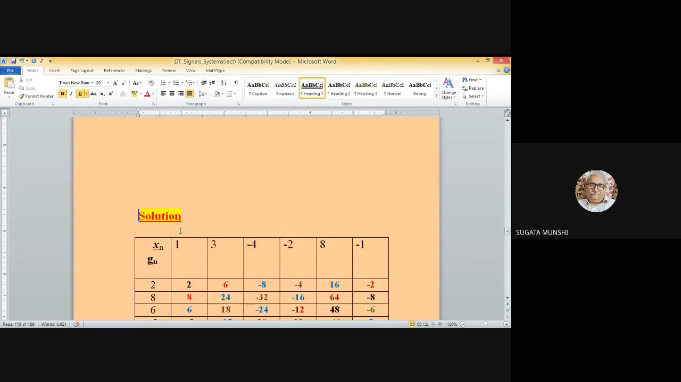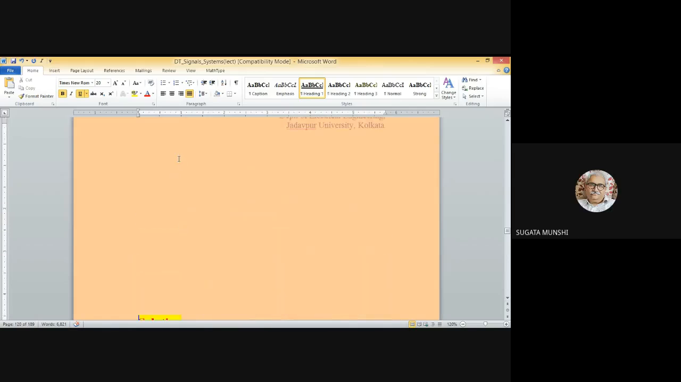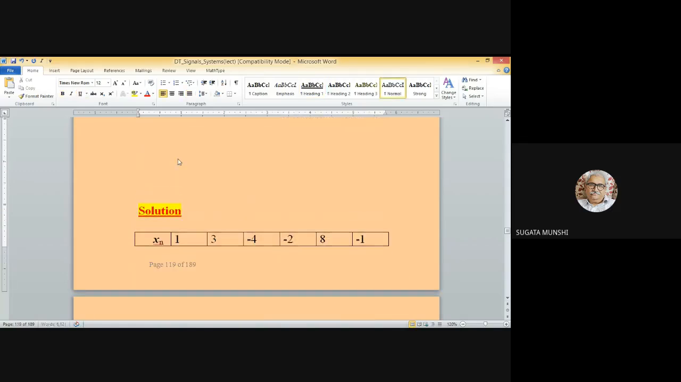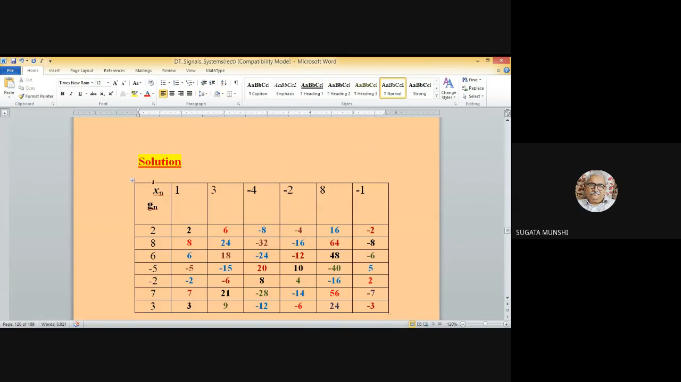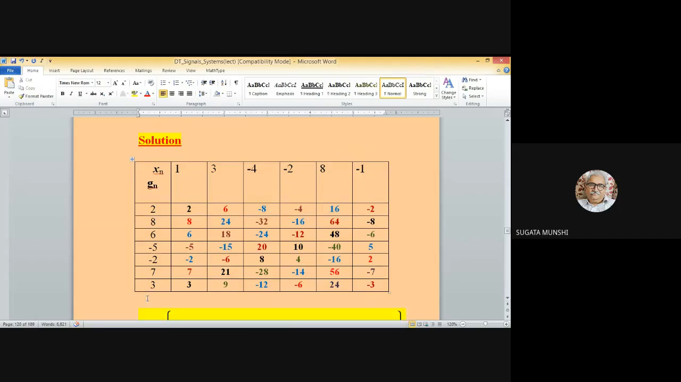Just see that here I have formed a table. So the first row are the samples of x[n], and this left-hand side column, these are the samples of g[n]. Just check whether what I have done is correct or not.